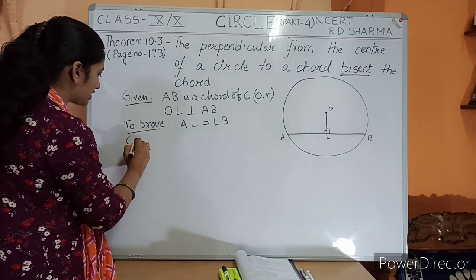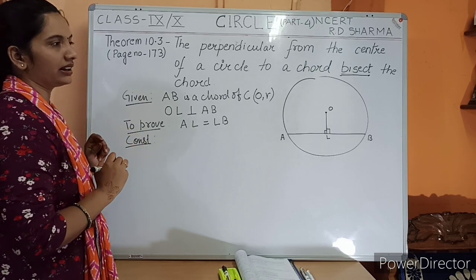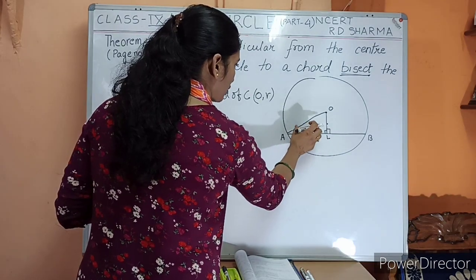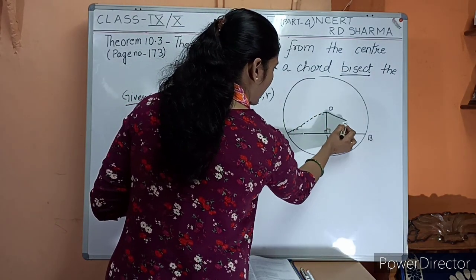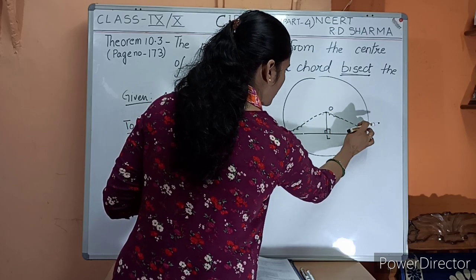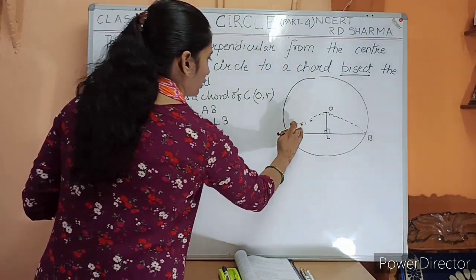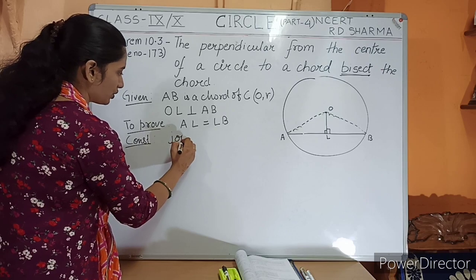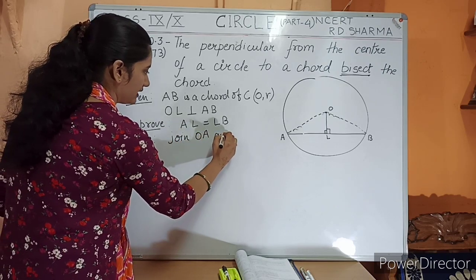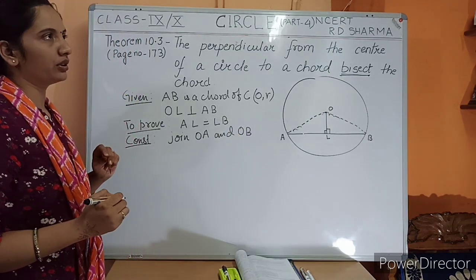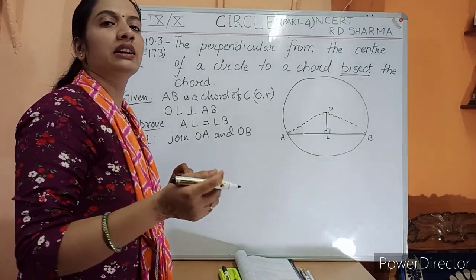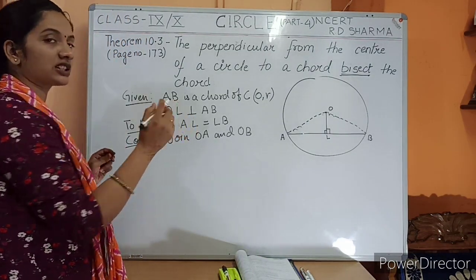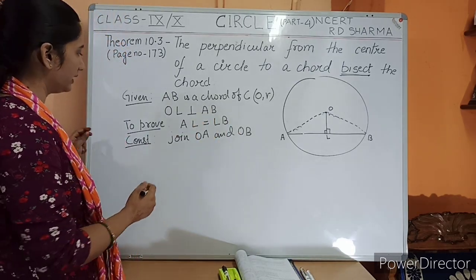Now a little bit of construction we are going to do here. What construction will we do? We will join OA, and it's better if you join it with a dotted line, and OB. This also you need to join with a dotted line. So I hope this is clear. Now right here, join OA and OB. What do you think about this OA and OB? They are nothing but the radii of the circle. So they must be equal, right? So this property we are going to use in order to prove our theorem.